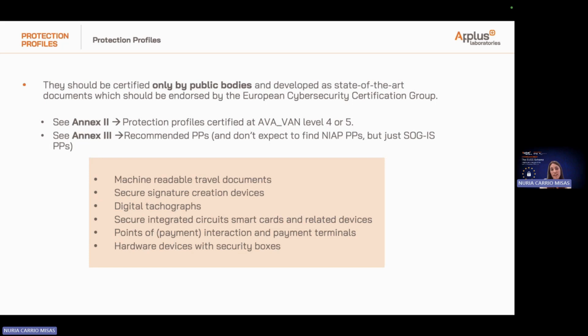So you can see in Annex 2 and Annex 3 the protection profiles certified at AVA_VAN 4-5 level and the recommended PPs, but do not expect to find NIAP PPs, just SOG-IS PPs, okay? It does not mean that you cannot claim a NIAP PP and so on, but it means that you need to do the complete evaluation of the ASE class, okay? At the end, it's not that much work, but we need to know that this is not recognized.